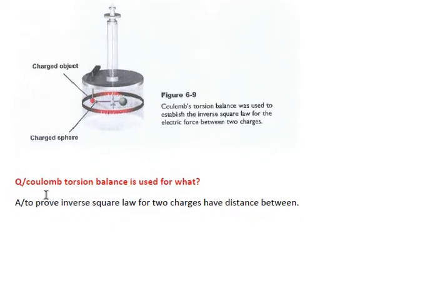The question says, Coulomb's torsion balance is used for what? It's used to prove the inverse square law for two charges that have a distance between them.